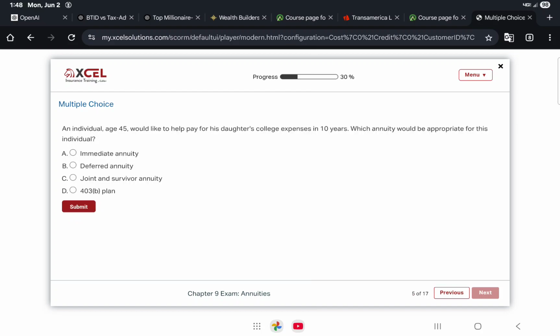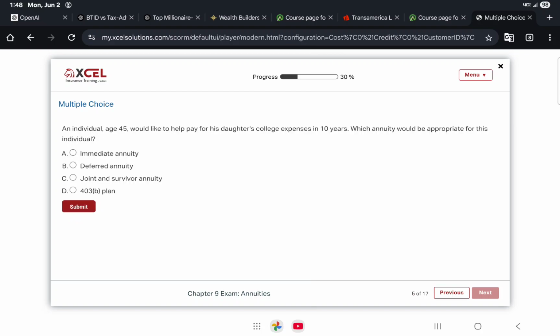An individual age 45 would like to help pay for his daughter's college expenses in 10 years. Which annuity would be appropriate for this individual? All right, so there's two payment styles when it comes to annuity. One is going to be deferred. Deferred just means that it's going to be distributed down the line somewhere. So you're going to put money in, you're going to let it accumulate and grow, and then you're going to take out money down the line.